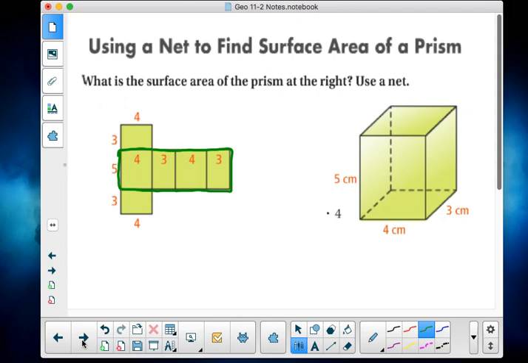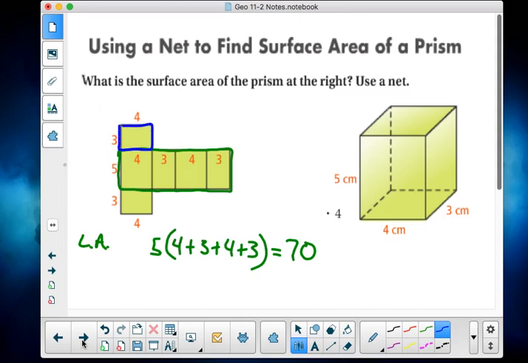I've got a 4 plus 3 plus 4 plus 3, so a length of 4 plus 3 plus 4 plus 3. That's the total length of my rectangle. The height of my rectangle here is 5. So if I add these together, it's 14 times 5, which equals 70. Now that's my lateral area, the area that's not part of the bases. Now the area that's part of the bases, 3 by 4, and this 3 by 4, there are 2 of them. So there are 2 bases that are 3 times 4.